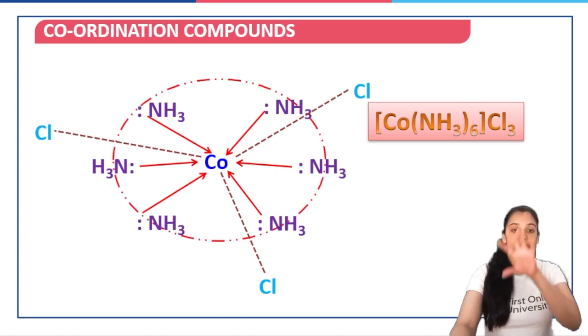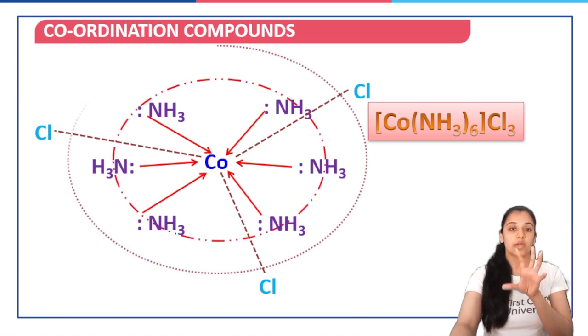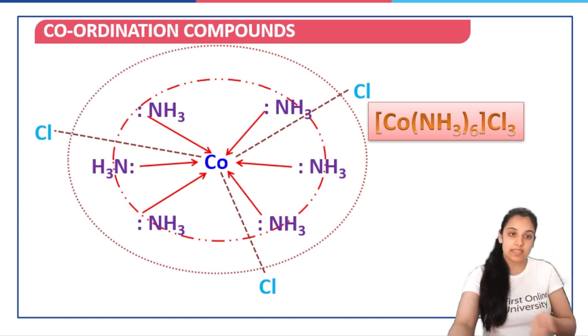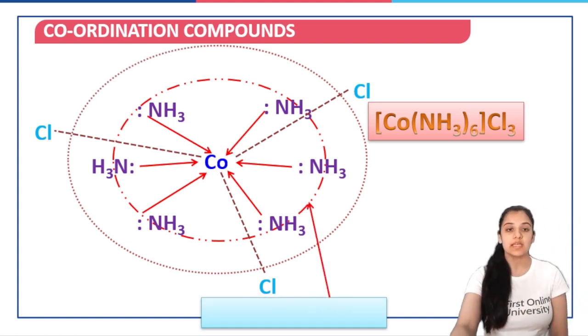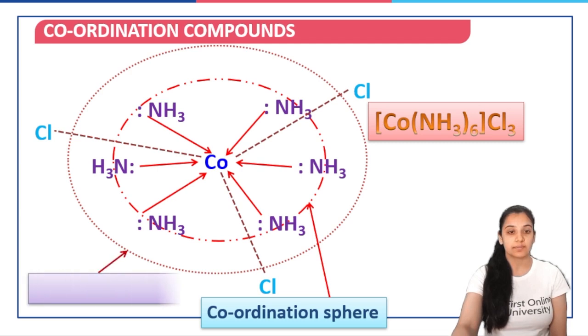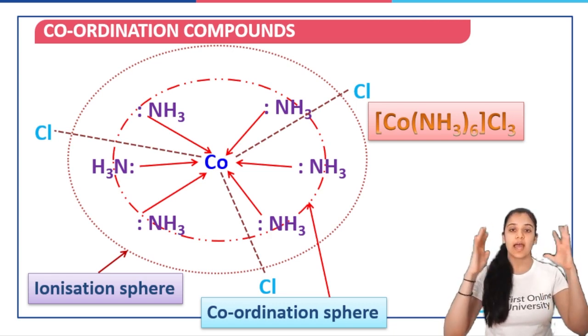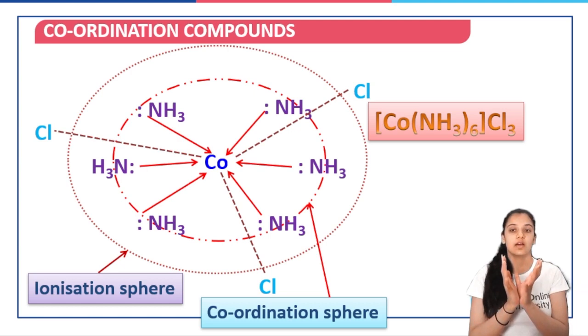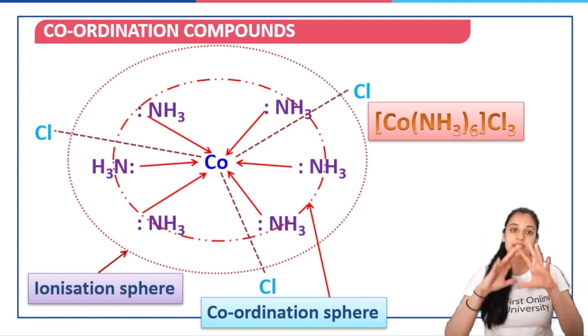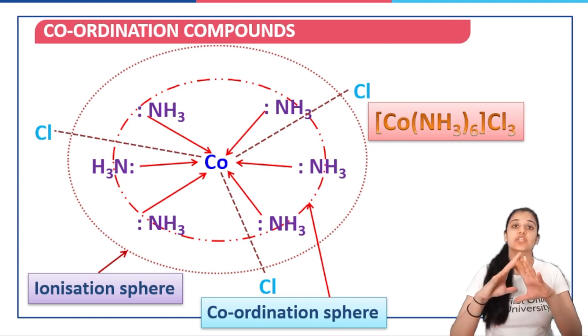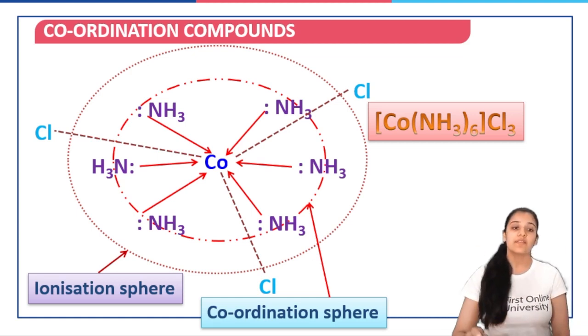This entire sphere is the coordination sphere, and this is the primary valency that is being satisfied, which is called the ionization sphere. So the ones in the square bracket will completely form a coordination sphere, and this entire outer circle, which is representing the primary valencies, is the ionization sphere because it is representing the ionizable valencies.